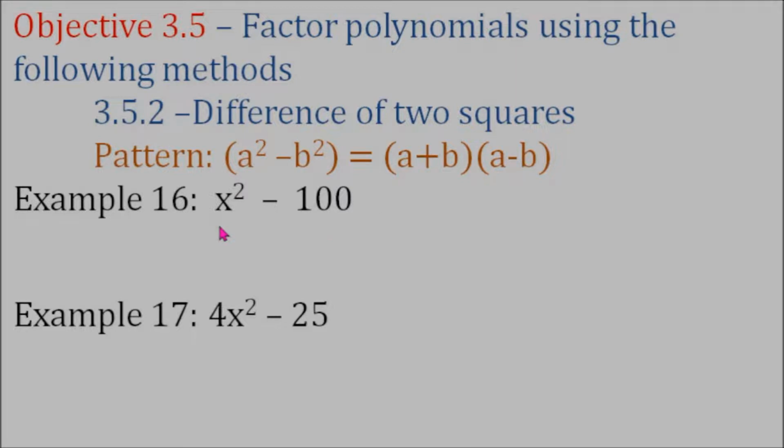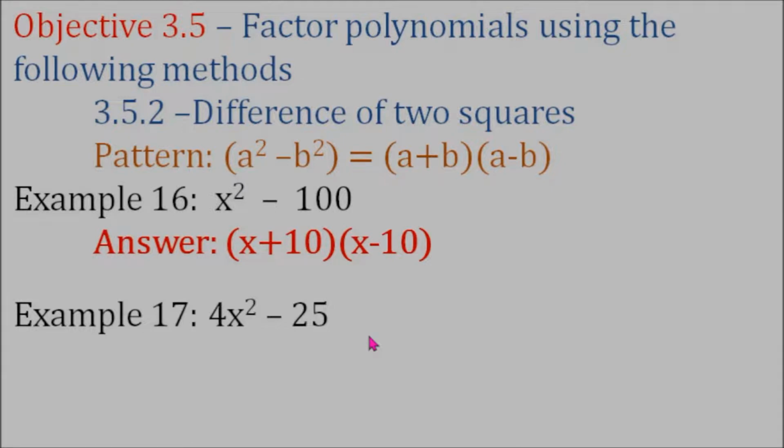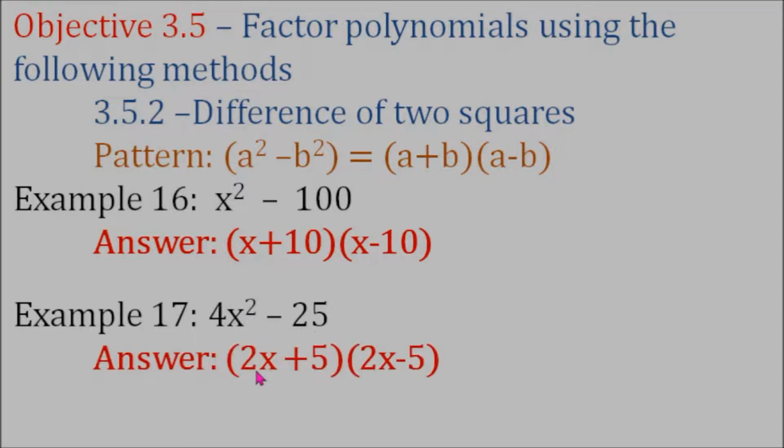So example number 16, x squared minus 100. The square root of x squared is x, and the square root of 100 is 10. So we will just write the quantity x plus 10 times the quantity x minus 10. Example number 17, 4x squared minus 25. The square root of 4x squared is 2x. The square root of 25 is 5. So we will just write the quantity 2x plus 5 times the quantity 2x minus 5.